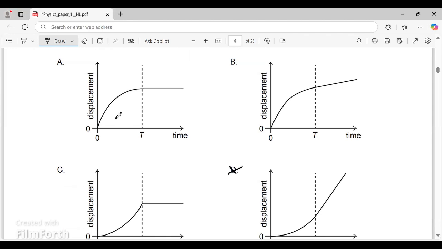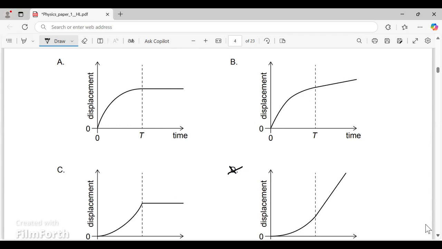A is not the solution because there is no variation of displacement. Look at the graph: at t, the runner takes a rest, stops. And B, there is no constant. This one has no constant, which is different from D. And C as well, it stops.